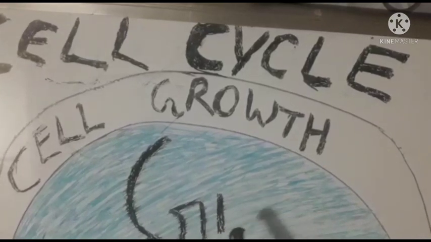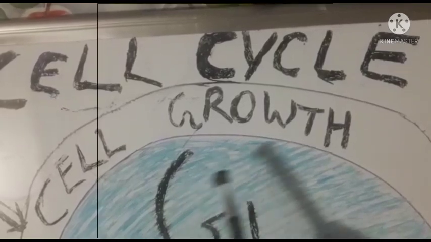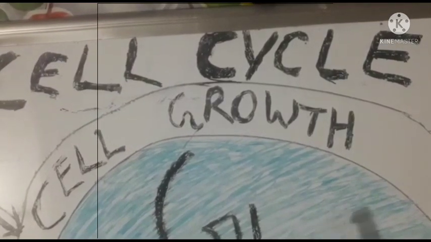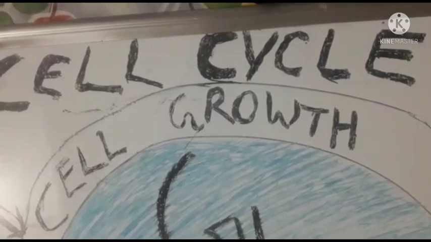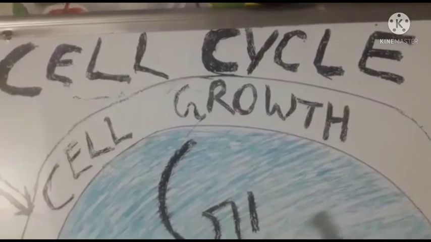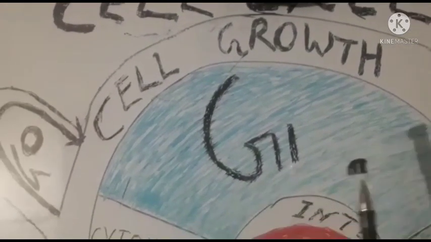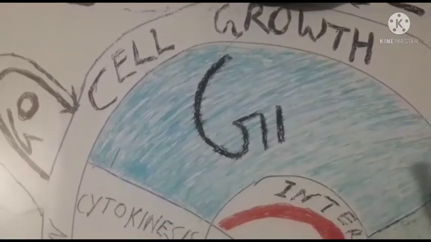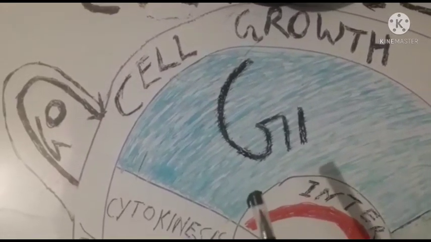This is the first growth phase or G1. In this phase, RNA and proteins are synthesized and the volume of cytoplasm increases. Cytoplasm is the thick solution. It is found in the cell. Cytoplasm is mainly composed of water, salts and proteins.